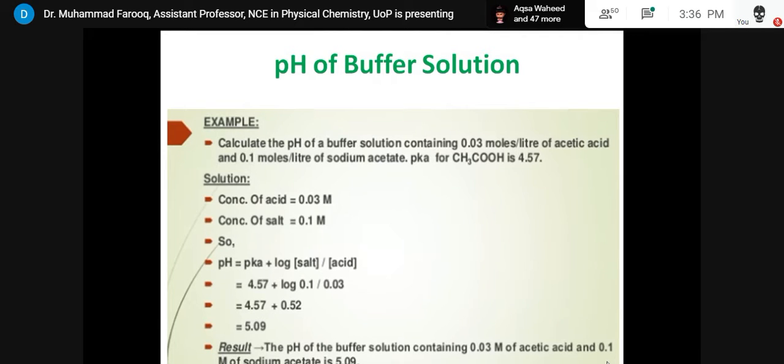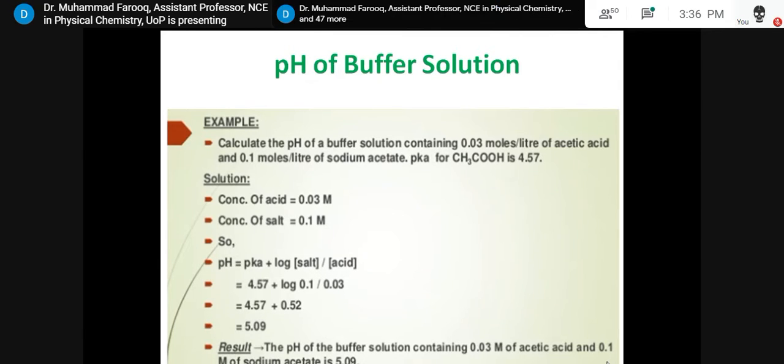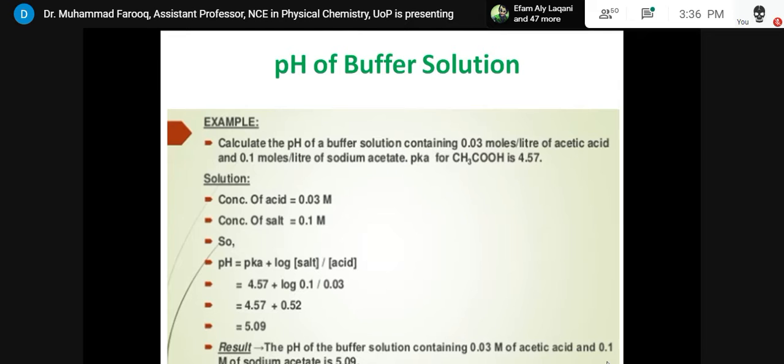Now, we know from the Henderson-Hasselbalch equation for an acidic buffer solution that pH is equal to pKa plus log of salt divided by acid. Just put the values: pH is equal to pKa, already given as 4.57, plus log of the salt concentration 0.1 divided by 0.03, which is the acid concentration. Just calculate, and you will get pH equal to 5.09.